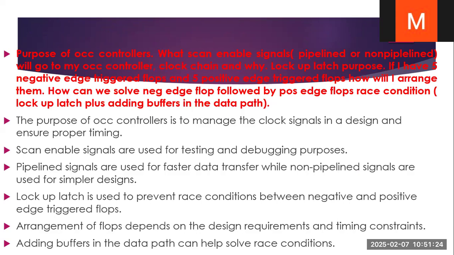Yeah, this is a big lengthy question. The purpose of OCC controller, what scan enable signals will go to my OCC controller, clock chain and why. Lockup latch purpose: if I have 5 negative edge triggered flops and 5 positive edge triggered flops, how will I arrange them? So how can we solve the negative flops followed by positive flops race condition?